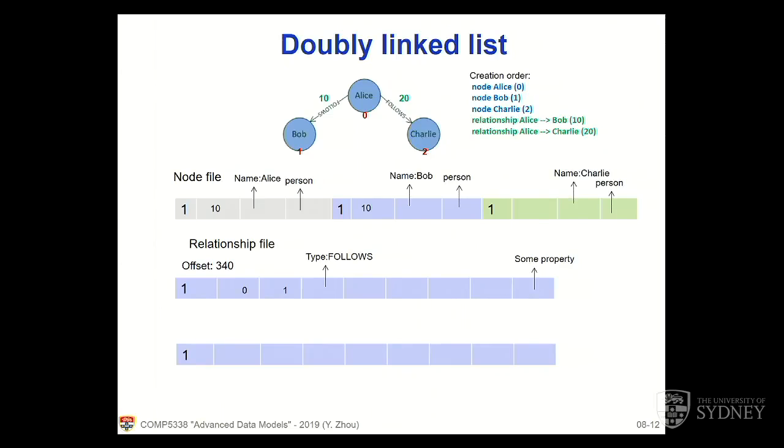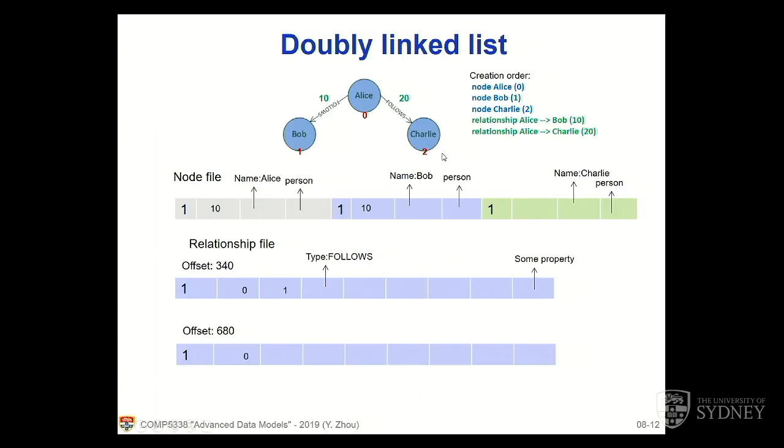Now we create another relationship. This one, the system assigns an ID 20. It's not next to each other, so it's after some bytes. So the offset is 680, basically 20 times 34. And again, it's an active record. So this is from Alice to Charlie.